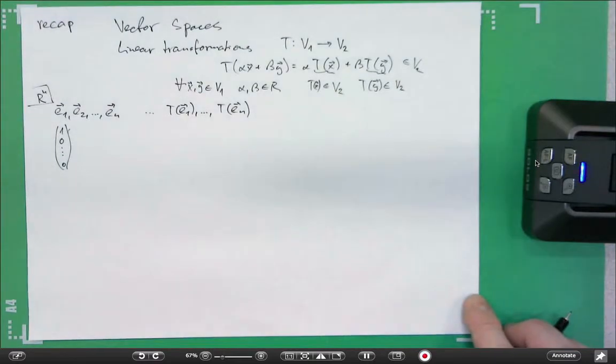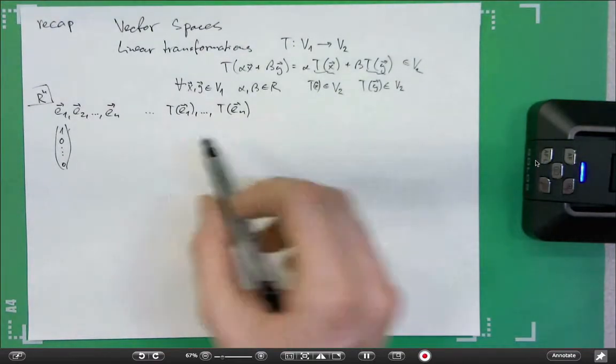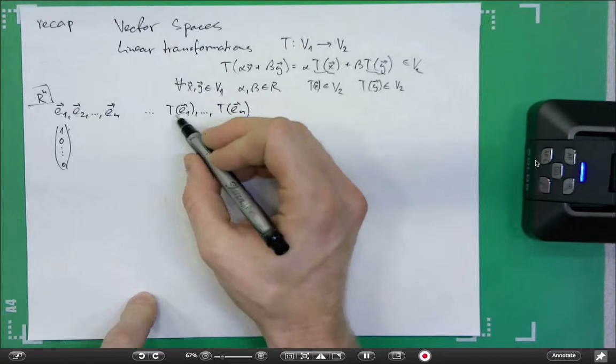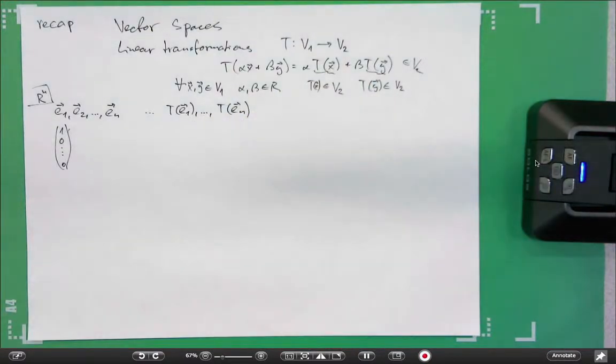So those are again some vectors. This time they would be vectors from the V2 vector space, the vector space it maps to. V2 doesn't have to be different from V1, it can be the same vector space. That's quite often the case, but in general they can be different. So these are also vectors, also some column vectors.